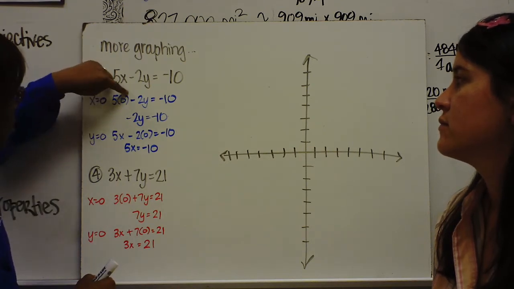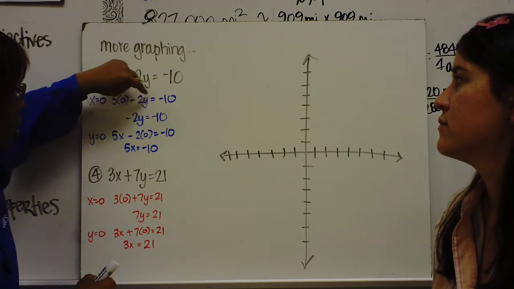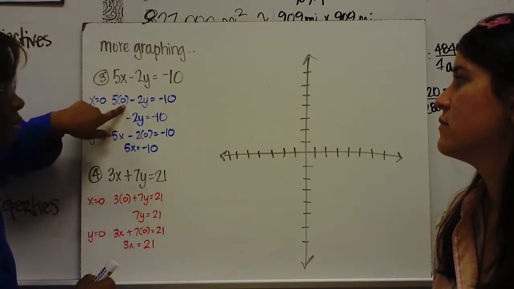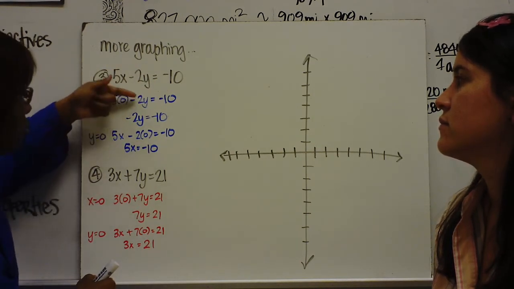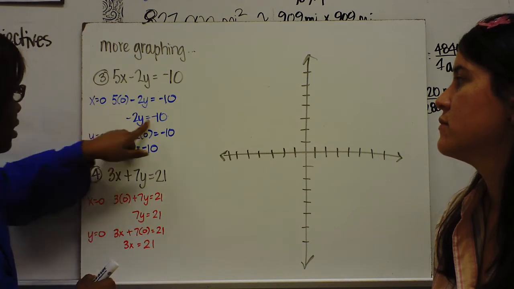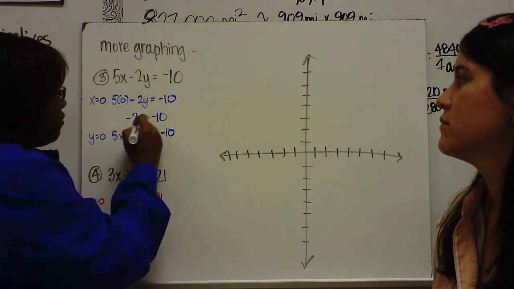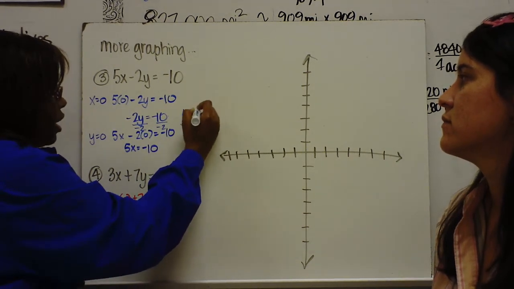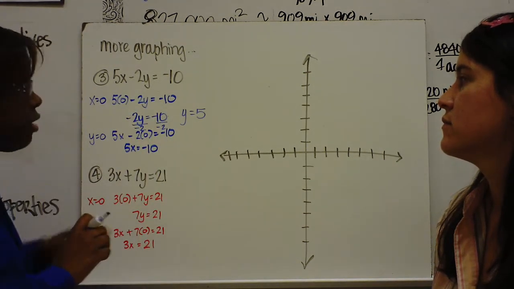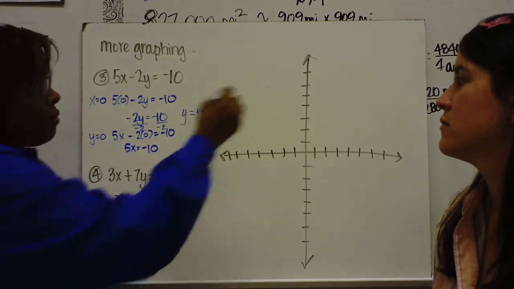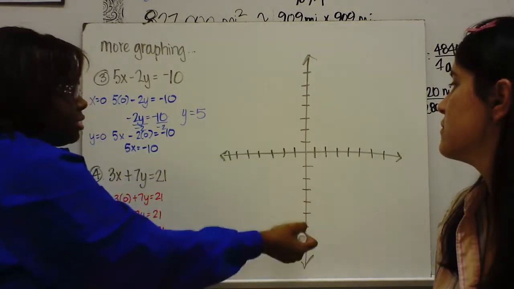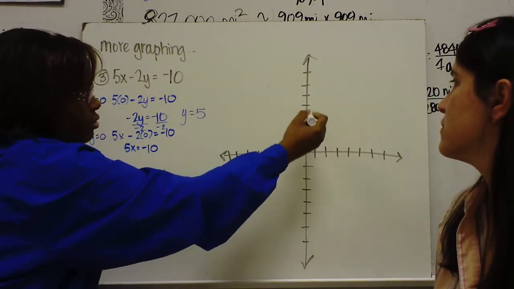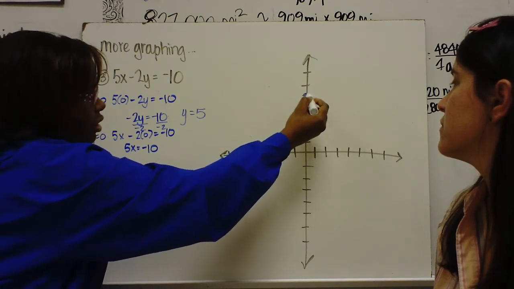So it's 5 times 0 minus 2y equals negative 10. 5 times 0 is 0, so you wouldn't write it down. You bring down the negative 2y equals 10. So you're going to divide by negative 2, and y equals positive 5. So my y-intercept is positive 5. On my graph, I'm going to go on the y-axis to positive 5: 1, 2, 3, 4, 5. And I'll put a dot.